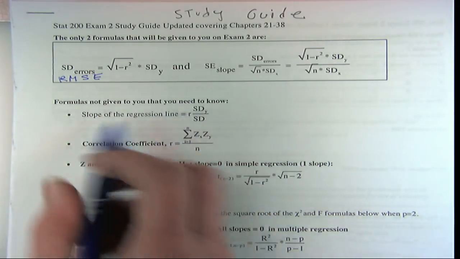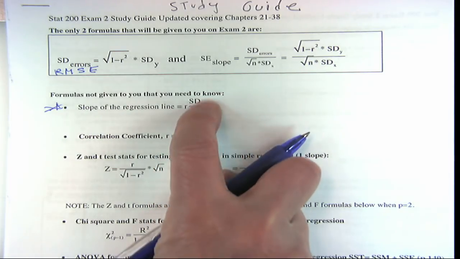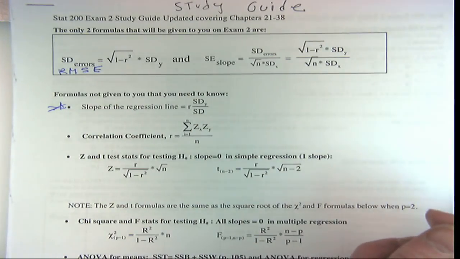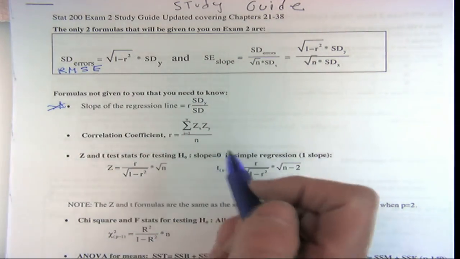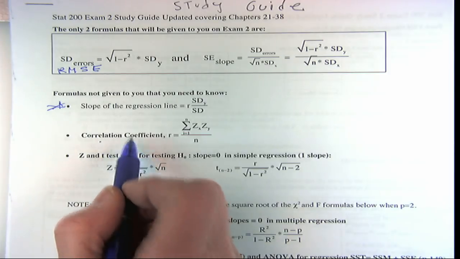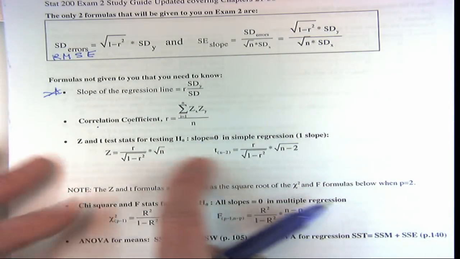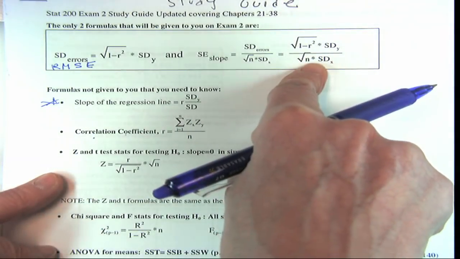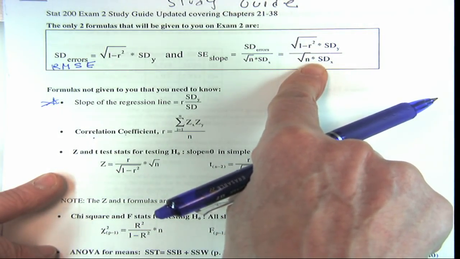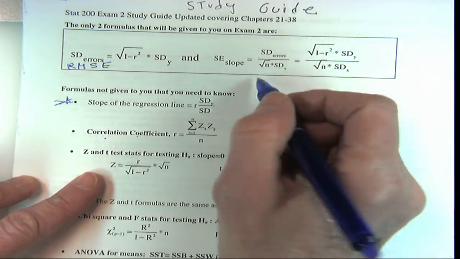But now here are the formulas that you absolutely need to know. Please remember this. A slope is like rise over run, s dy over s dx, and it's r times s dy over s dx. You just use this for simple regression: one slope, a line. And here's your correlation coefficient. This is for a line, all for simple regression. Now, you need to know this, but if you forgot it, you could easily get it from here. You could simplify that.